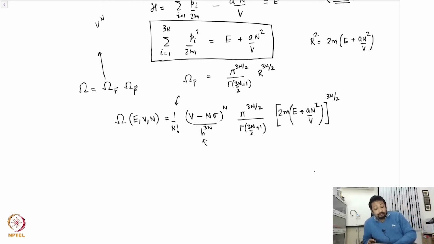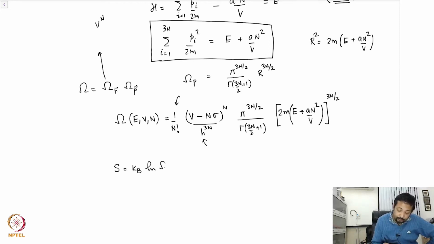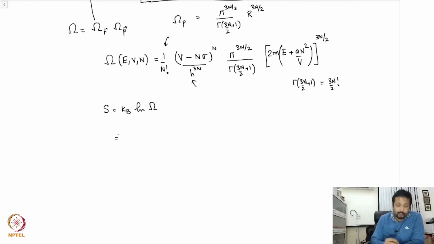Our job is almost done. I know the total number of microstates, and the rest of the thermodynamic quantities I can easily calculate. We start off with the entropy, which is Kb ln of omega. The entropy now I can write down as Kb n ln v minus n sigma, plus this pi to the power 3n by 2 I can include.